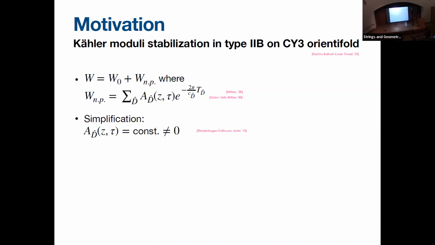One of the issues that complicates understanding this object in detail is the moduli dependence. Here, z is a complex structure modulus, and tau is the axio-dilaton. In general, the moduli dependence of these contributions is not well understood. It's a challenging mathematical problem that remains open. But there is a simplification that can be made, namely to find situations where this Pfaffian prefactor is constant and non-zero. This is the simplification that I'll be focusing on today.